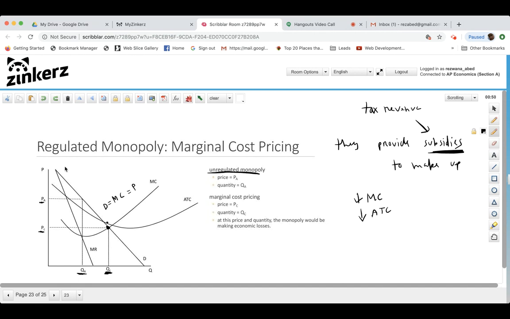So this is one way that the government tries to regulate a monopoly, and this one is called marginal cost pricing, because this is where your price is equal to your marginal cost. Your demand is equal to your marginal cost, which is also equal to your price. Any questions? No. Okay.